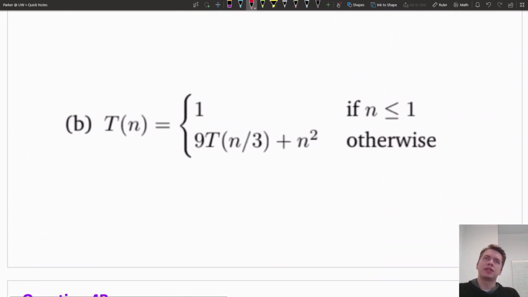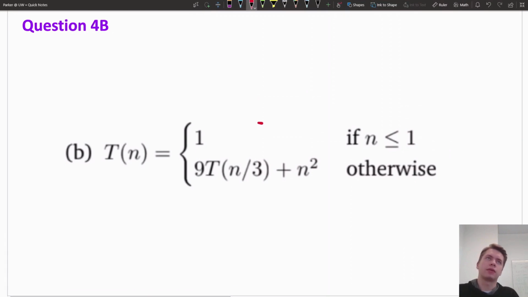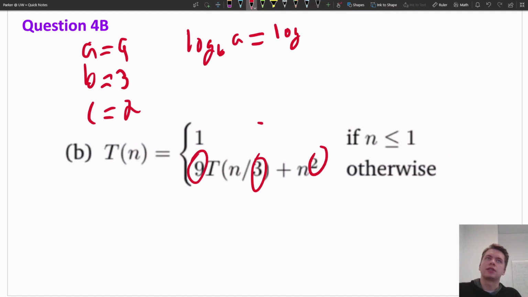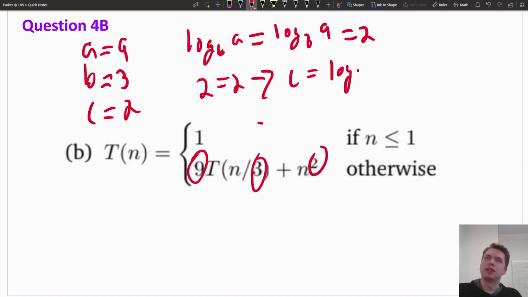Looking at this recurrence, we know that we can use the master theorem because there are constants in the right places. Scrolling up. Cool. Next step is to identify our A, B, and C. A is equal to 9, B is equal to 3, C is equal to 2. Next step is to compare log base B of A to C. Log base B of A is equal to log base 3 of 9, which is equal to 2. Now we compare log base B of A to C. So 2 is equal to 2. Therefore, C is equal to log base B of A.